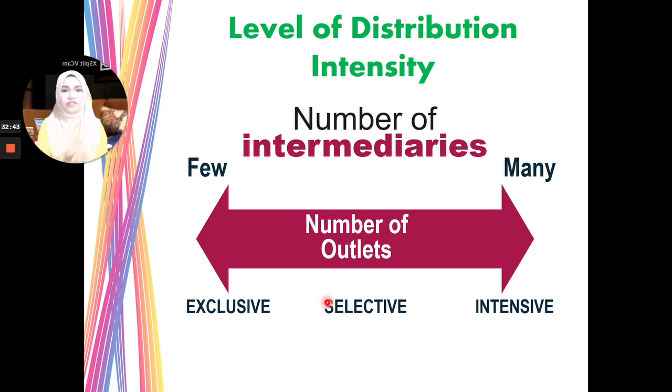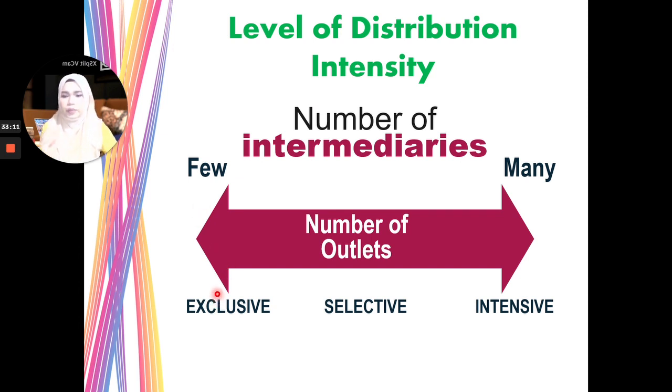Next is the level of distribution intensity. You may want to look at whether you want to do intensive, selective, or exclusive distribution. In terms of number of outlets, intensive means many outlets. Selective is about in the middle, not so many but not so few. But exclusive distribution intensity, you only have a few outlets.